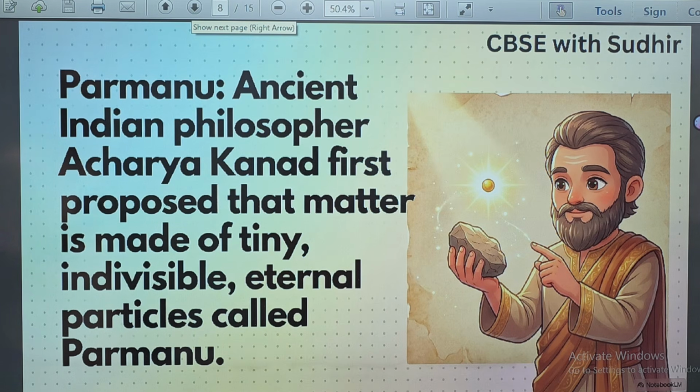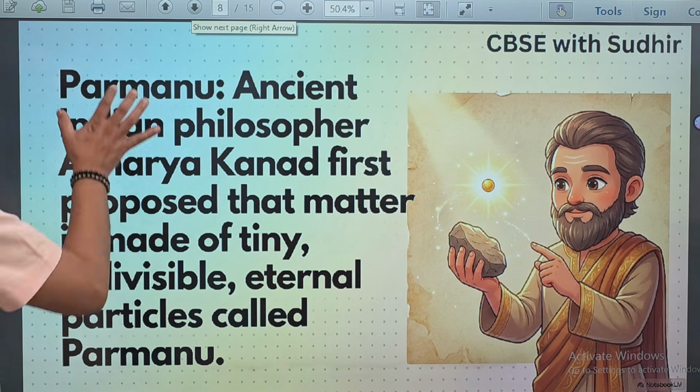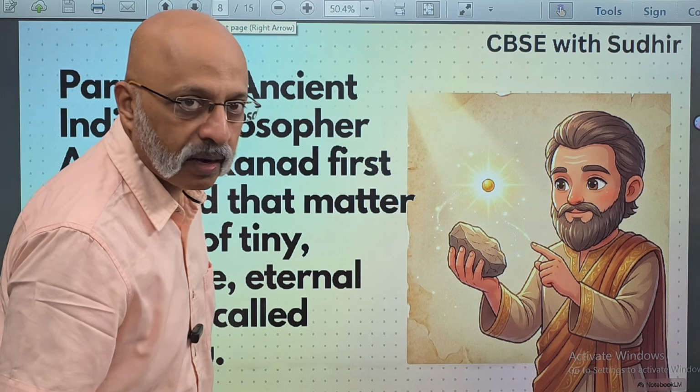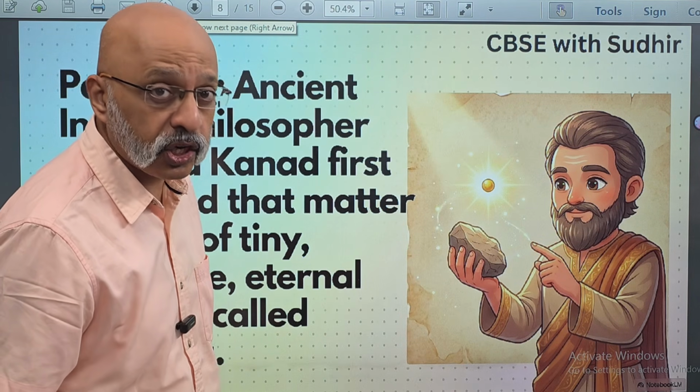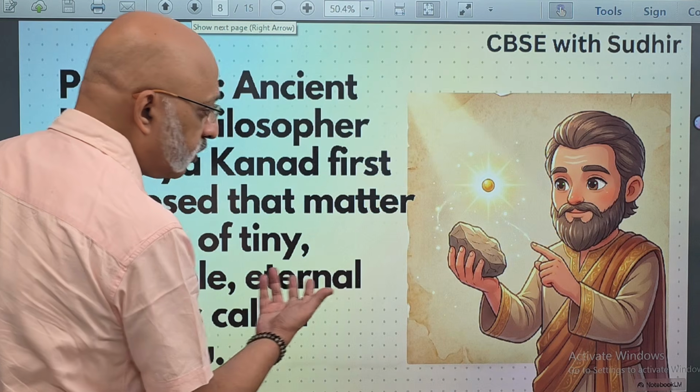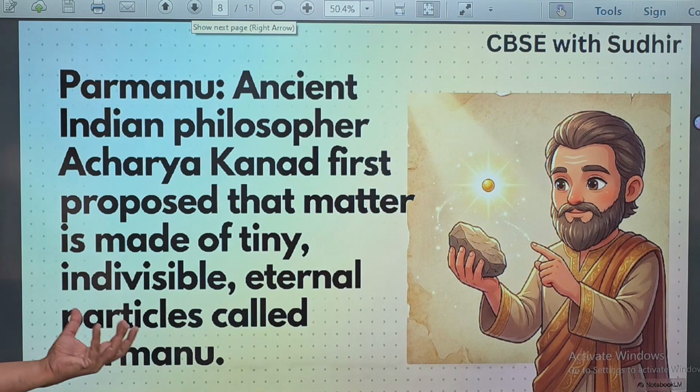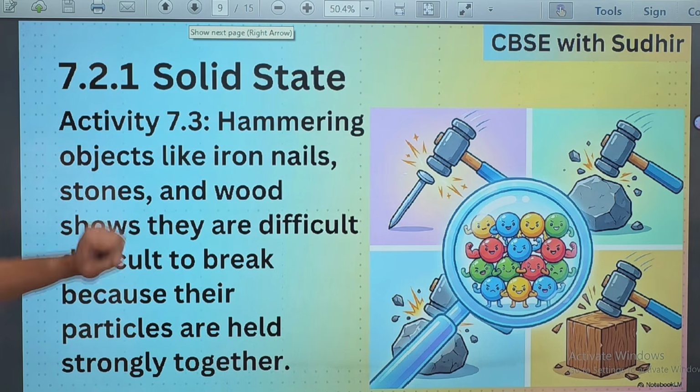Now, a small box which is there in your textbook. Ancient Indian philosopher Acharya Kanad first proposed that matter is made of tiny, indivisible, eternal particles called Parmanu. This particular word you can remember, it can come as a fill in the blanks, an MCQ or a true or false kind of question. So he basically called it Parmanu.